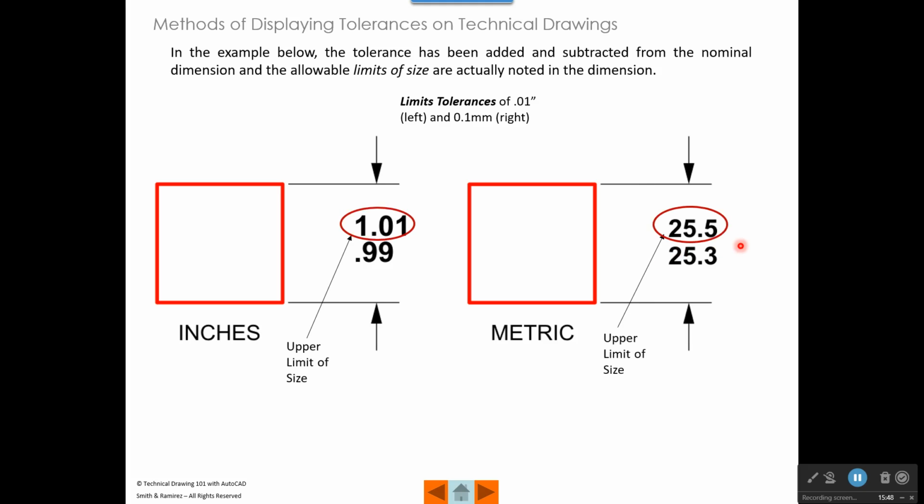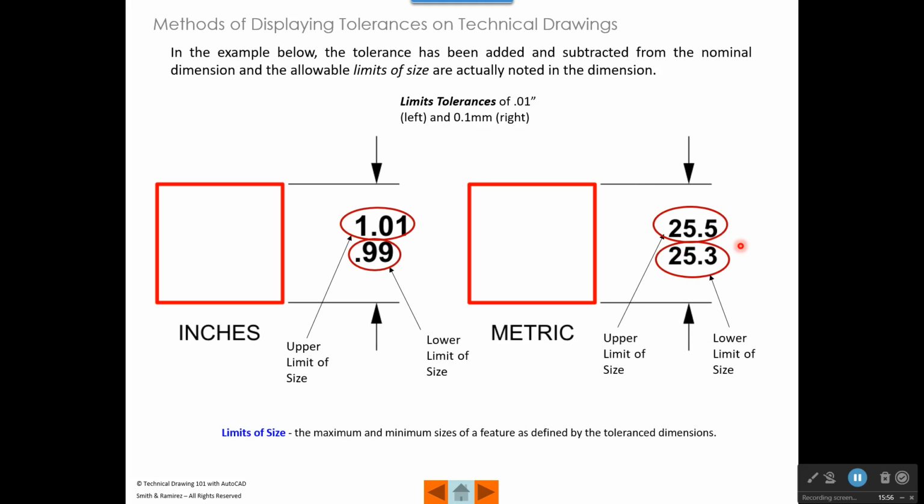We call the larger number the upper limit of size, and we call the lower number the lower limit of size. Limits of size, let's get a definition for that. The maximum and minimum sizes of a feature as defined by the toleranced dimensions.